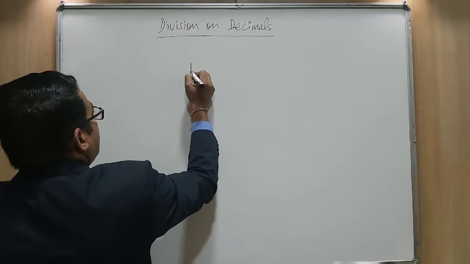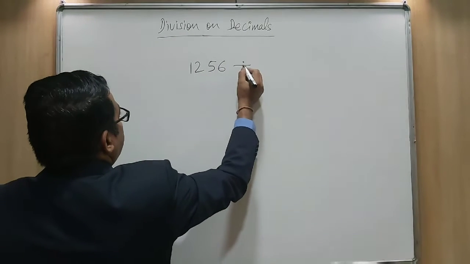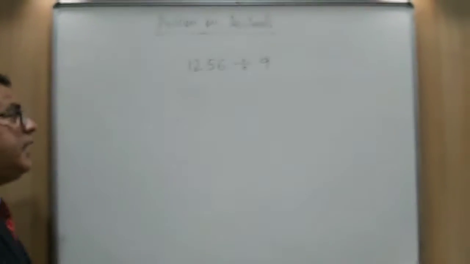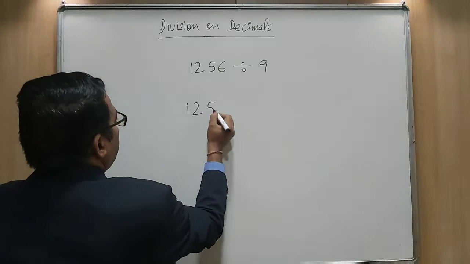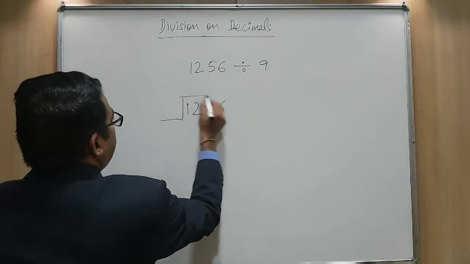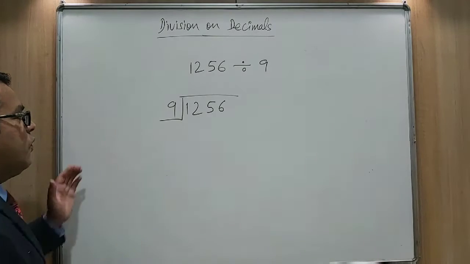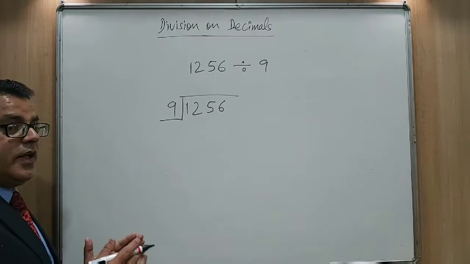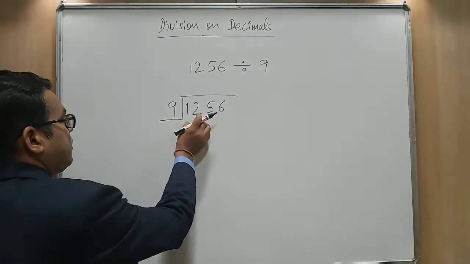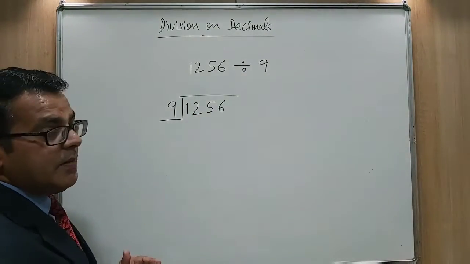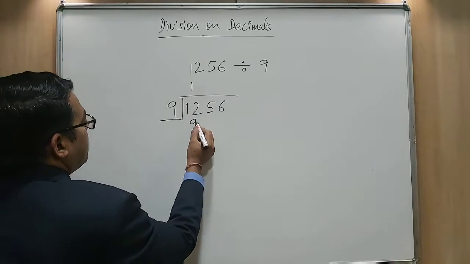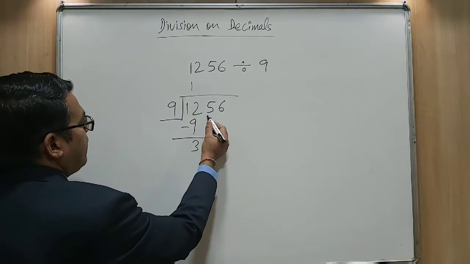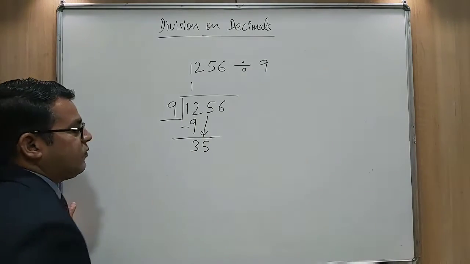This time I am taking 1, 2, 5, 6 and we will divide it by 9. Right? So 1, 2, 5, 6 divided by 9. So first digit is 1. It is not possible to divide. So we can take the next digit also and make a group here. 12 is here. So 1 time. Now the next step is we need to subtract. So 3 we can write. Then we take the next digit, that is 5.